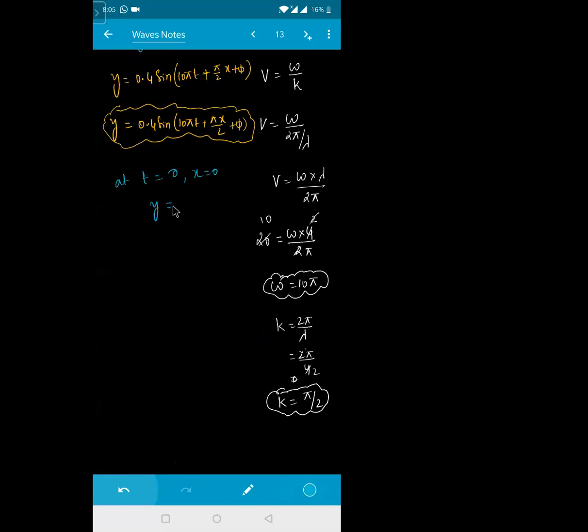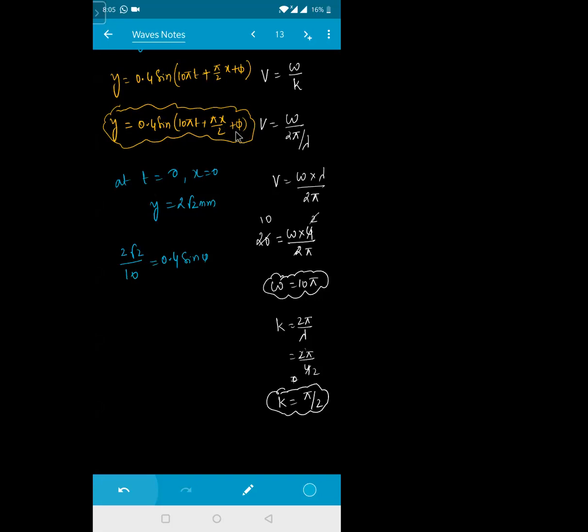And what y value is given in the problem? 2 root 2 mm. That means y, 2 root 2 divided by 10, will become 0.4 into sine phi. Because I am taking t as 0, this term will become 0 here. So this is nothing but 0.4 into sine of phi. The x value is 0, isn't it? So anything multiplied by 0 is 0. Clear?